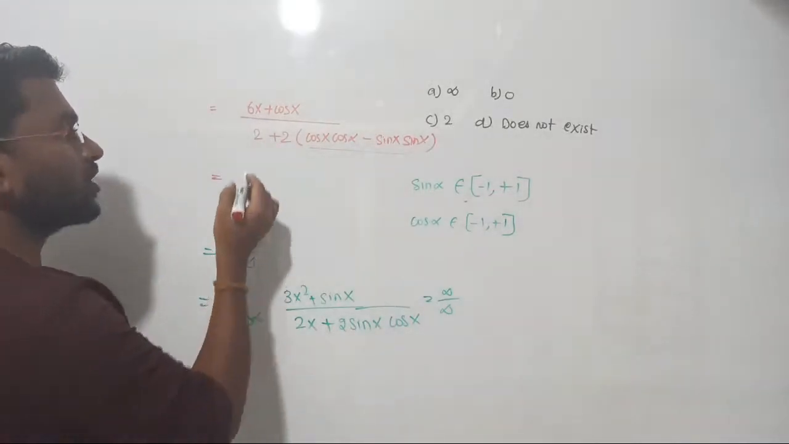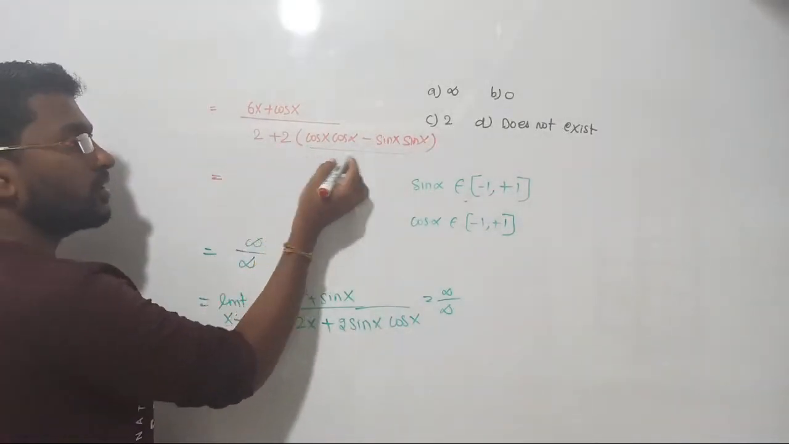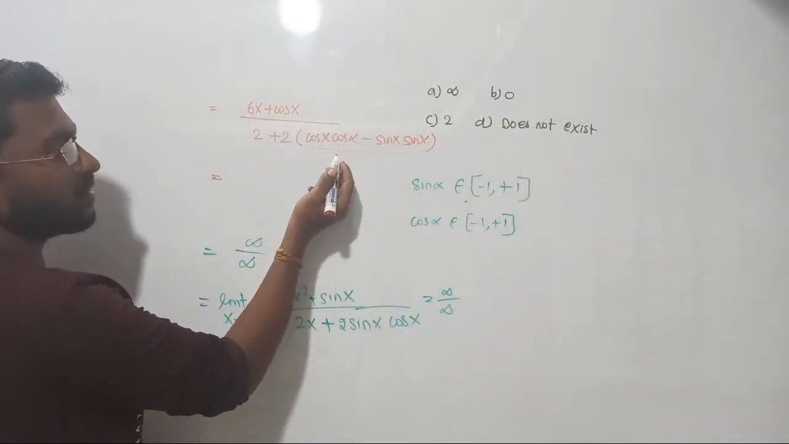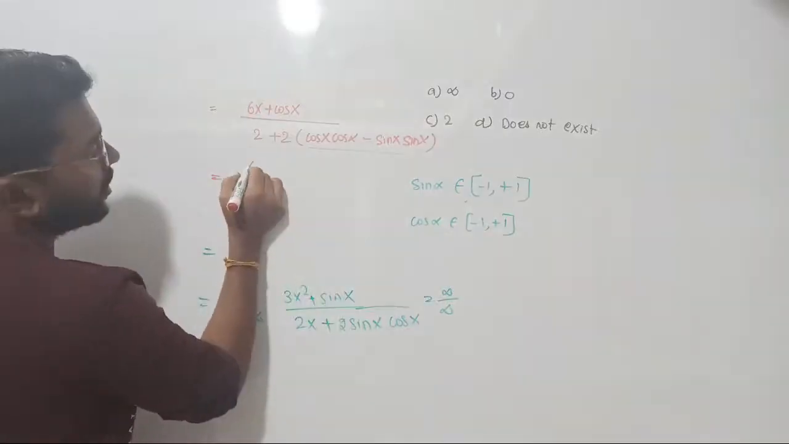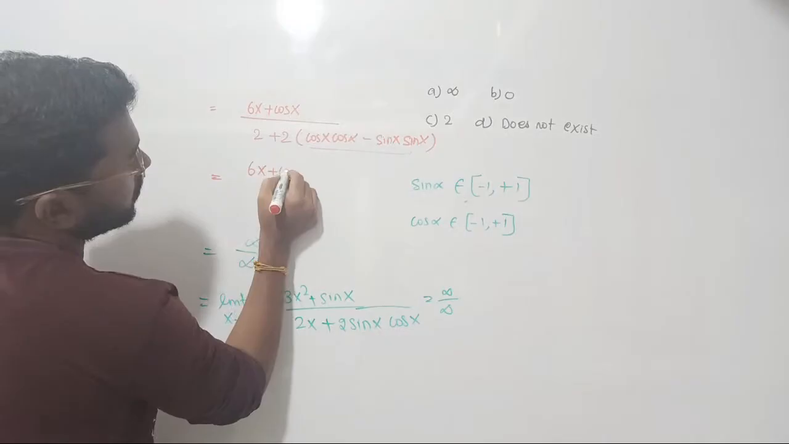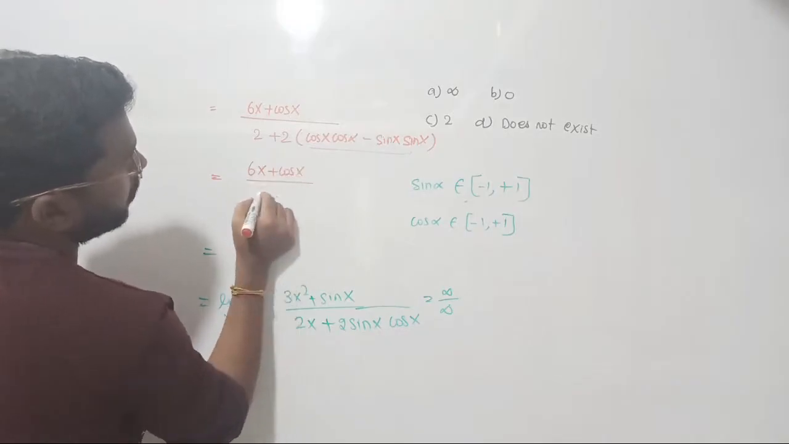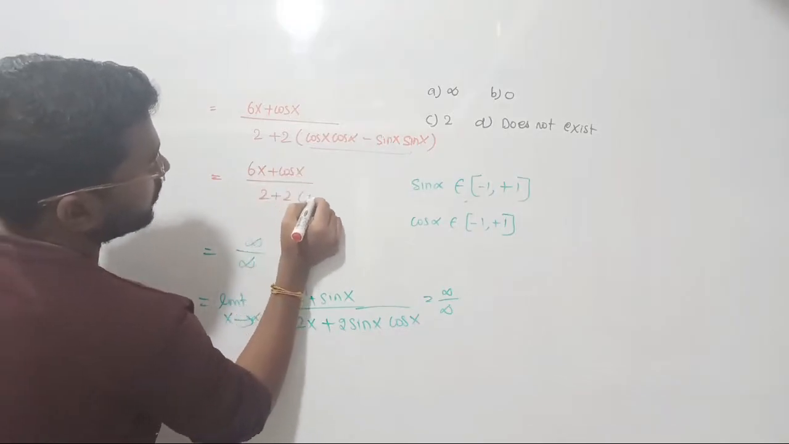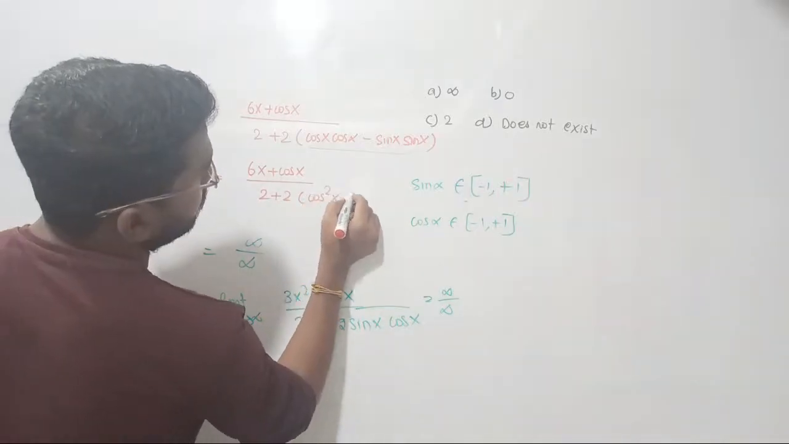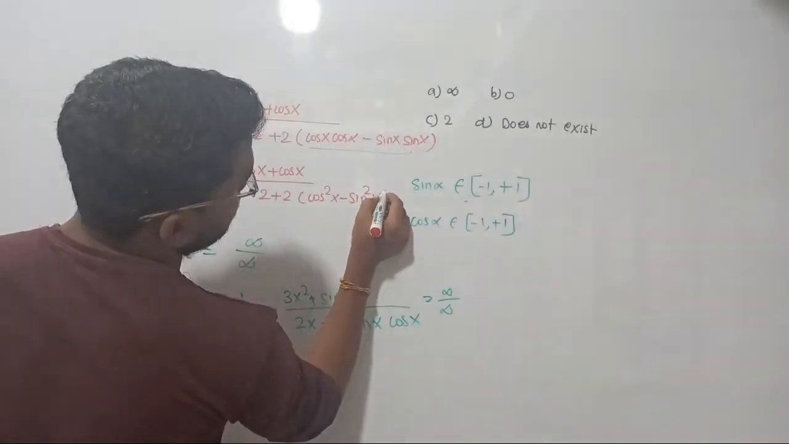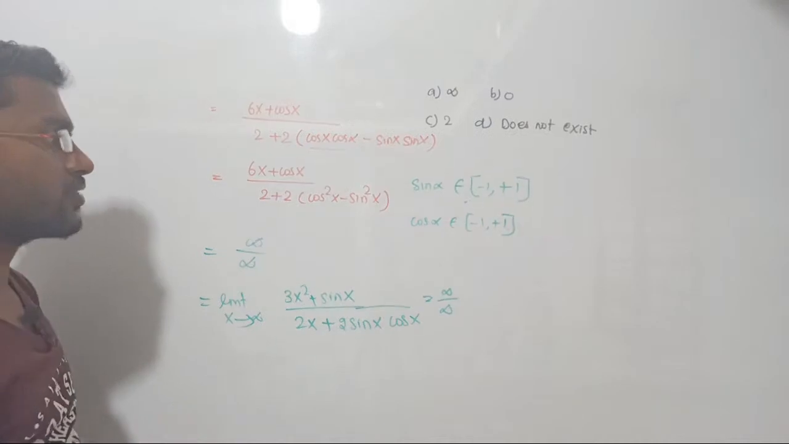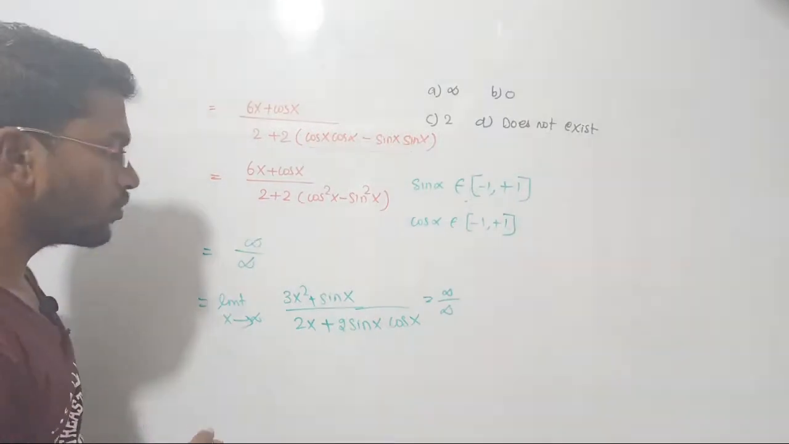But in the numerator, bounded plus bounded, this total value. So cos x into cos x will become cos square x. Let me write 6x plus cos x upon 2 plus 2 into, it is going to be cos square x minus sin square x. Clear? That is going to be cos square x minus sin square x, right? Now let's continue.